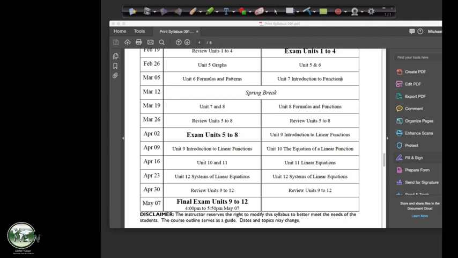And then Unit 12, we look at finding the intersection of 2 lines. So we take the equations and we actually have 3 different methods that we'll show you to do that. And then we've got a whole week to review units 9 through 12, and then we'll take our last exam on units 9 through 12. We do have it scheduled for Monday, so it's early in finals week.